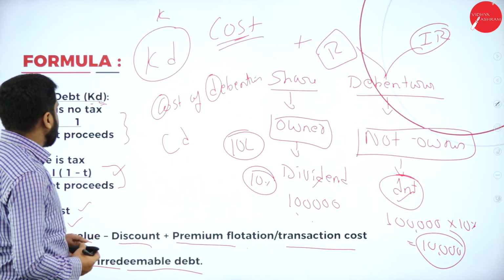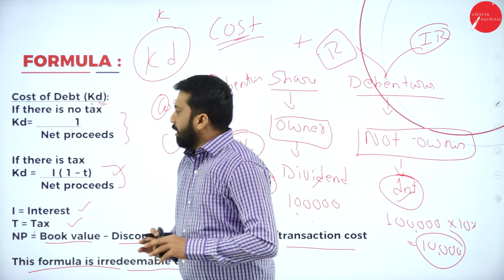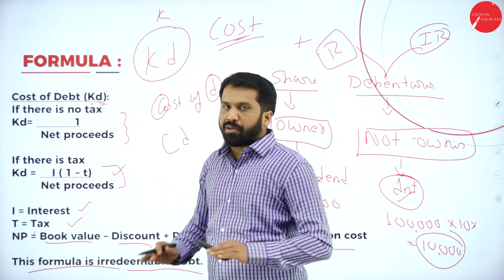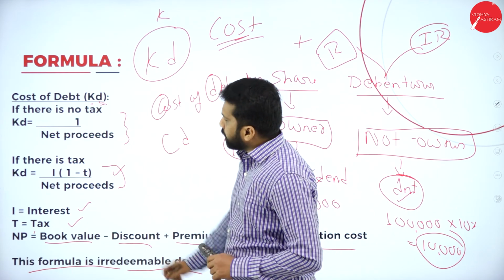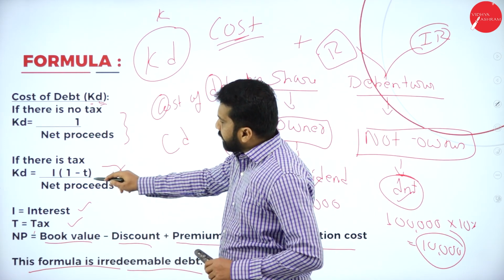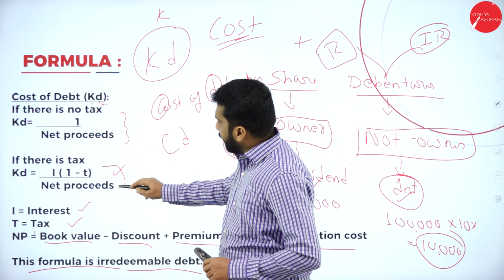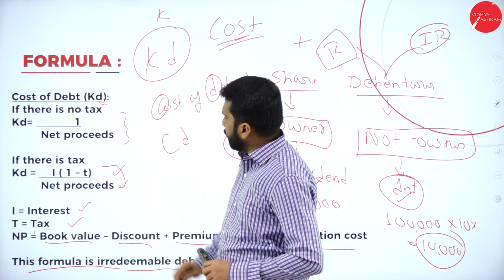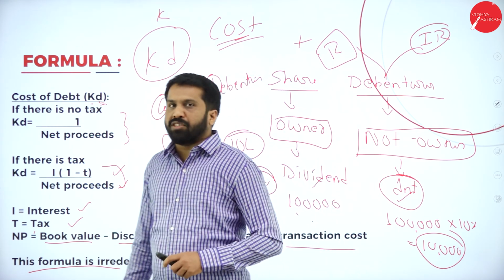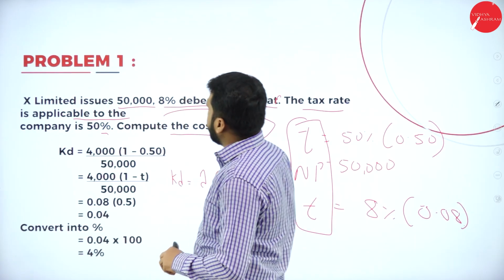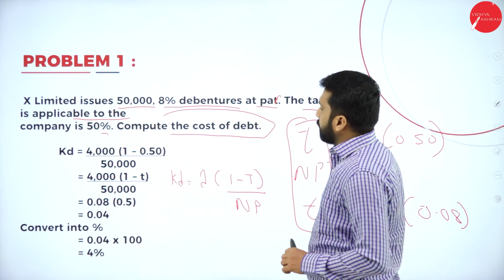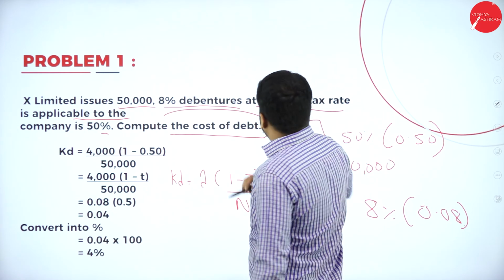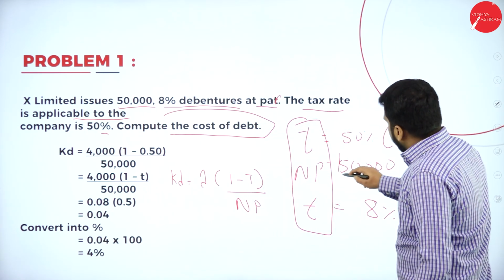I'll go back. See, what is your formula? As I told you, without tax it is not required. Why? Because you will not get any problem without tax. Now, I (1 minus tax) divided by net proceeds. Now, this is the information we have. I'll go for the answer. Now, interest. What is the interest? Interest should be calculated.